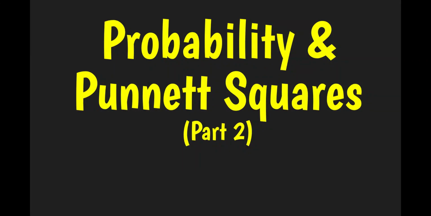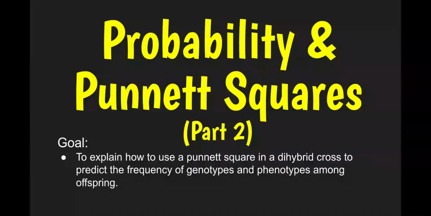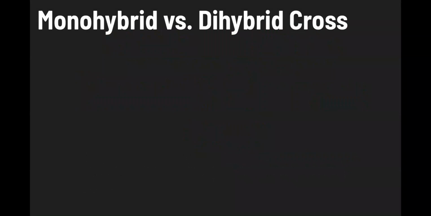Today we're going to continue talking about probability and Punnett squares. The goal of this video is to explain how to use a Punnett square in a dihybrid cross to predict the frequency of genotypes and phenotypes among offspring. In the previous video, everything that you saw was a monohybrid cross. And in this video, I want to focus on a dihybrid cross.